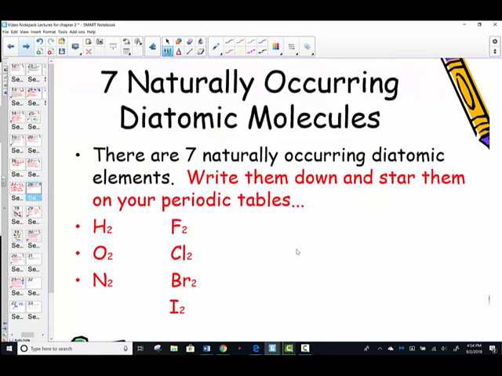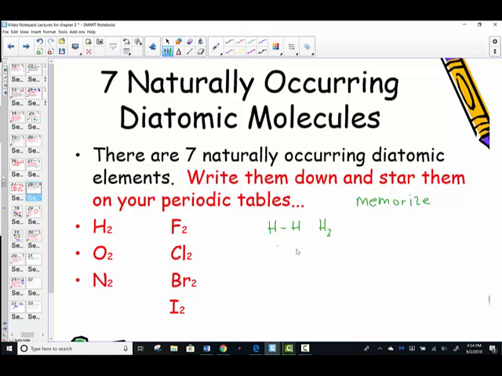There are 7 naturally occurring diatomic molecules in nature. We need to memorize them. To help us memorize, I suggest putting a little star in the table of the periodic chart. Hydrogen, oxygen, nitrogen, fluorine, chlorine, bromine, and iodine. Those are the 7 elements that in nature never exist as a single atom, but always as a molecule made up of 2 atoms. So in nature, you never find just an H. You'll find an H bonded to itself, written as H2.